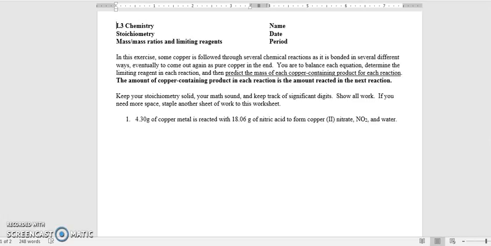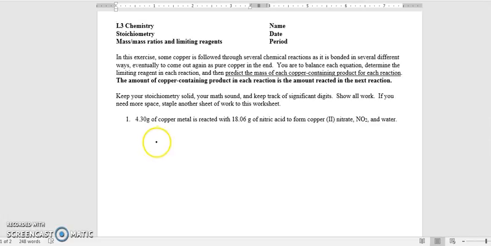Basically what's happening is you're starting with a certain amount of copper, 4.3 grams. You react it with something else, and then it forms two different substances, well three. But the copper is not pure copper anymore. Now it becomes copper 2 nitrate. Same amount of atoms over here, but just bonded to something different. So let's dig in and see what the balanced chemical reaction is going to look like.